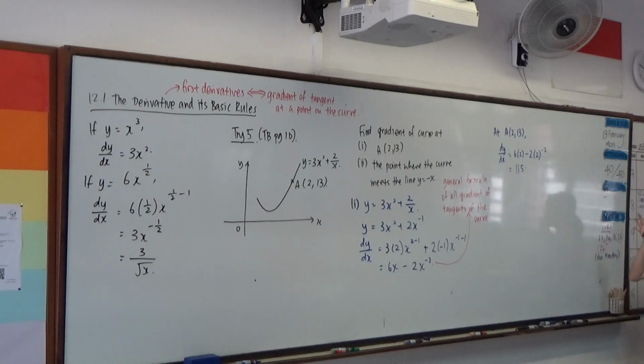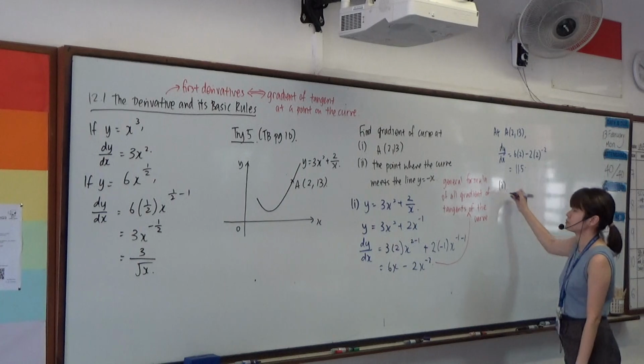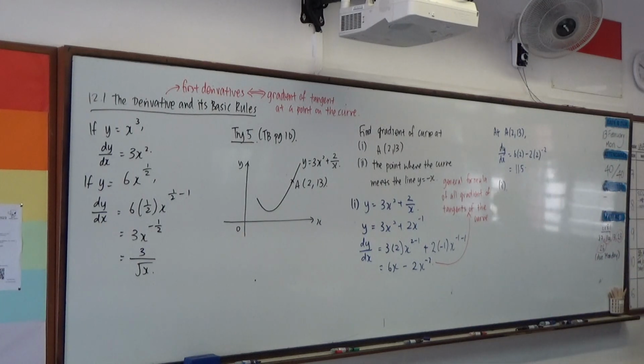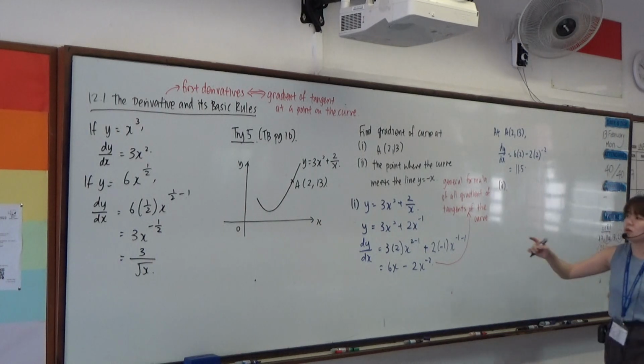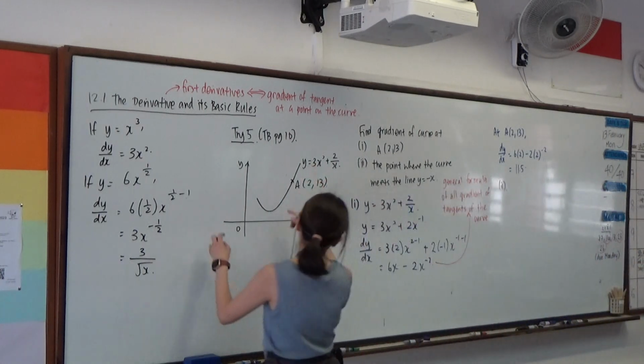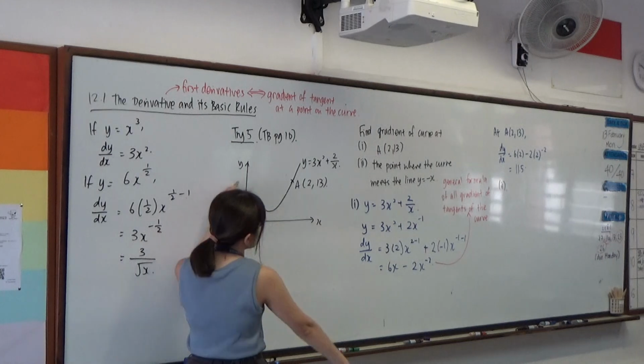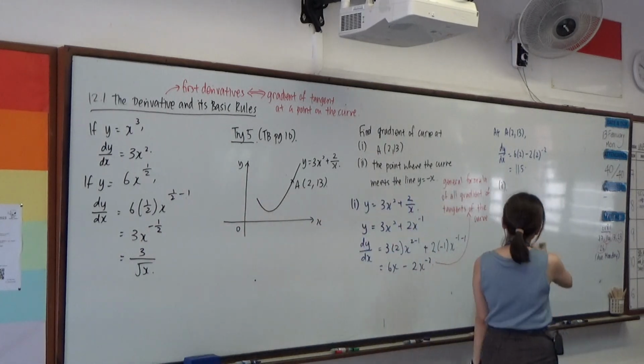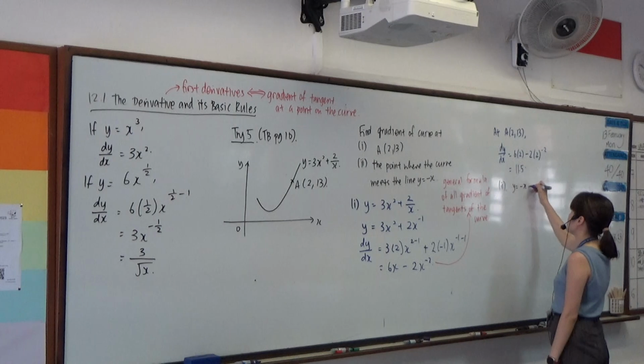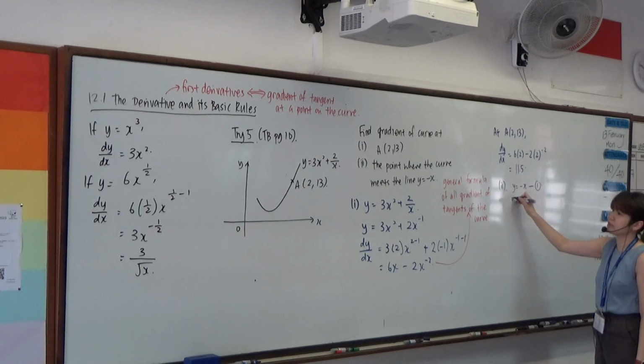Okay, any questions? Then next in part 2, right? It says the point where the curve meets the line y equals negative x. So we have the curve, we want it to meet the line y equals negative x. So we need to go and find that point first. So do simultaneous equation solving.